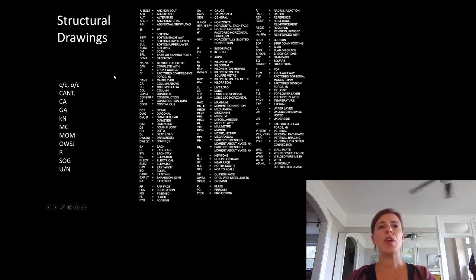So let's just start with some of the nomenclature that we use in engineering, most specifically on structural drawings. So the shorthand for how we write things. Here are some of the common ones over here. CC would be center to center or on center. That means something happens that often. We see that thing repeated again and again at that exact spacing. Cant means cantilever. Usually writing cantilever takes up too much space on the page, so we'll write cant. CA often means a column above.